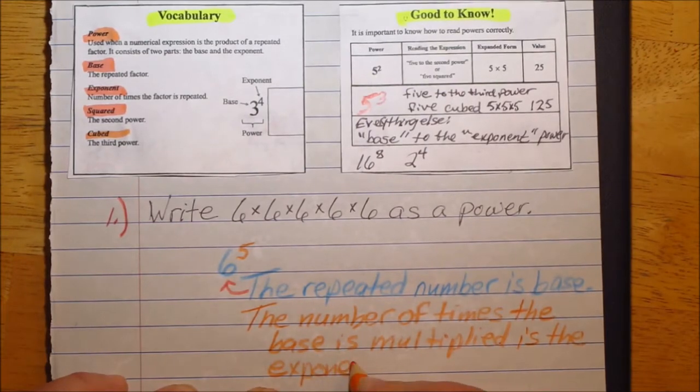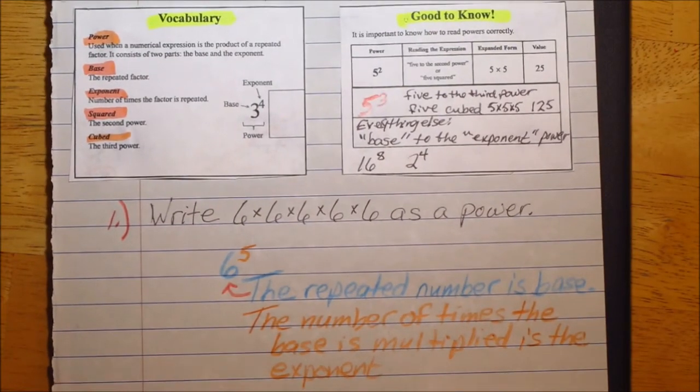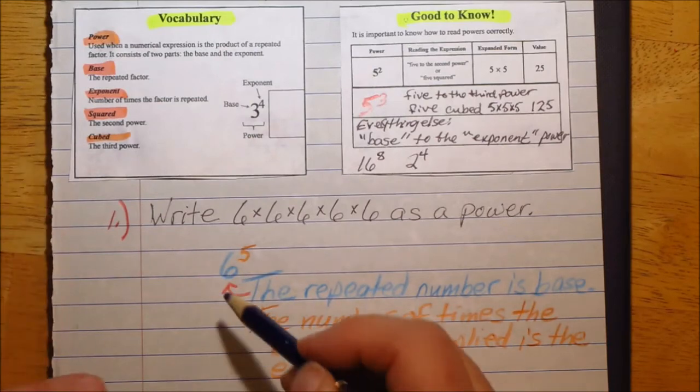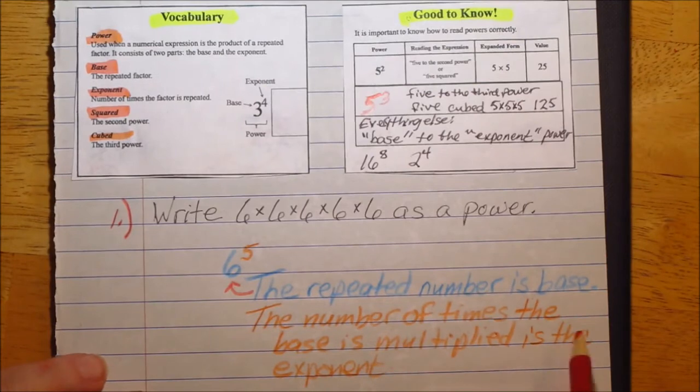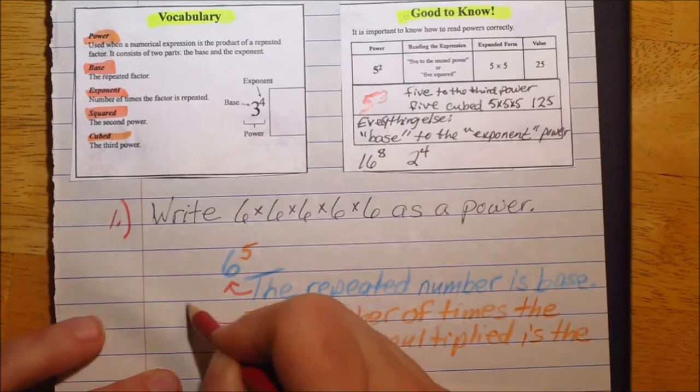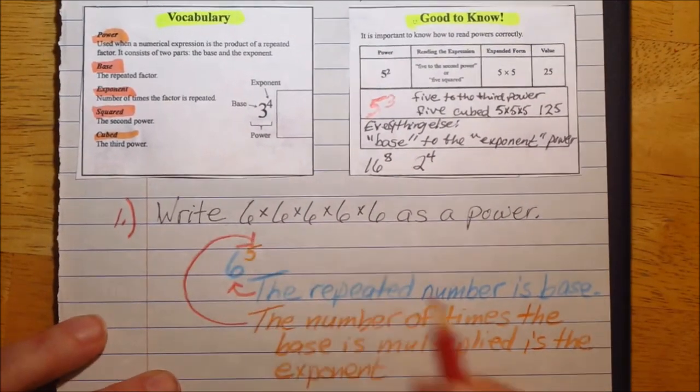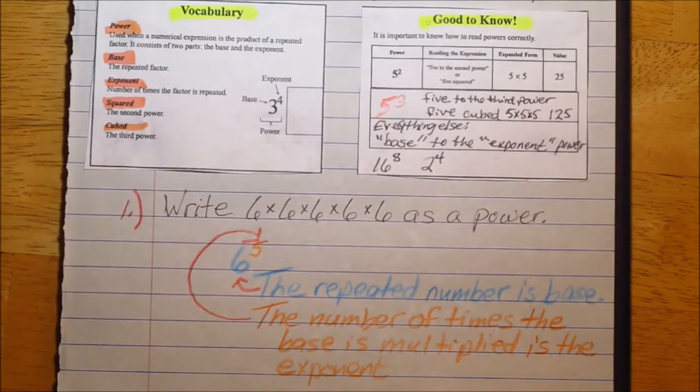Okay, exponent. So the number of times the base is multiplied is the exponent. Right here is where you see that. All right, so that's how we do that. If I ask you, this would be considered what you see here, expanded form.